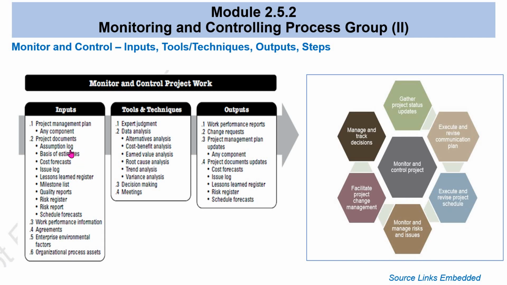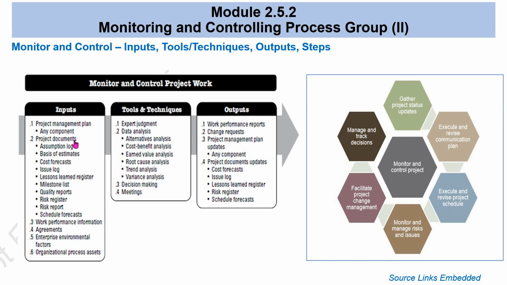Other project documents include: what assumptions did you make, what is the basis of your estimation for cost, what are your cost forecasts, and are there deviations or things that are different? Your defined milestones, your quality reports, risk registers, and the performance indicators that you chose to use to monitor your project form your input, as well as getting help from the organizational processes that you're using.